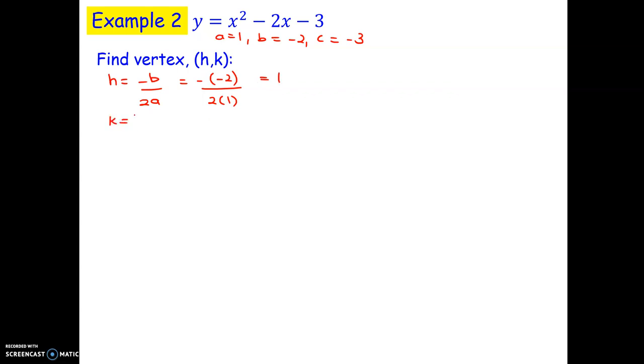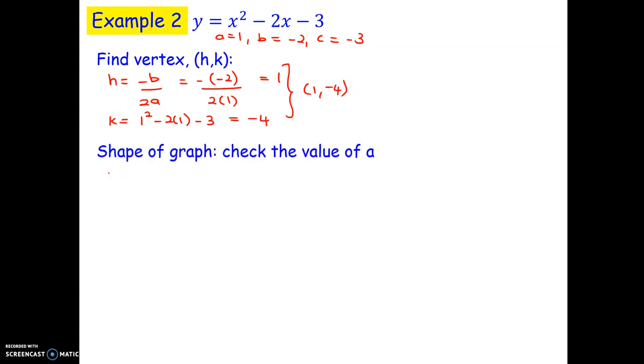k is equal to, substitute back, h with 1, x with 1, so we get 1 squared minus 2 multiplied by 1 minus 3. So 1 minus 2 minus 3 is negative 4. Therefore your vertex is (1, negative 4). After we calculate the vertex, let us check the shape of the graph. a is equal to 1, that means a is greater than 0, so we're going to have an open upward graph.